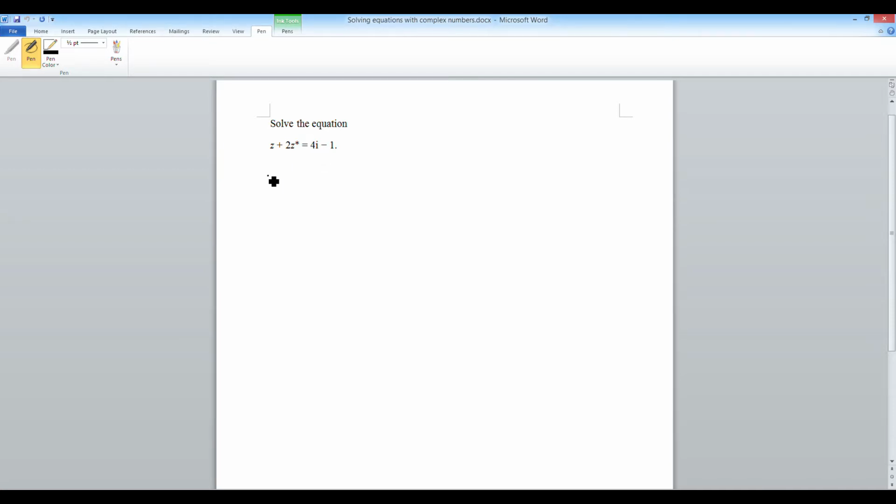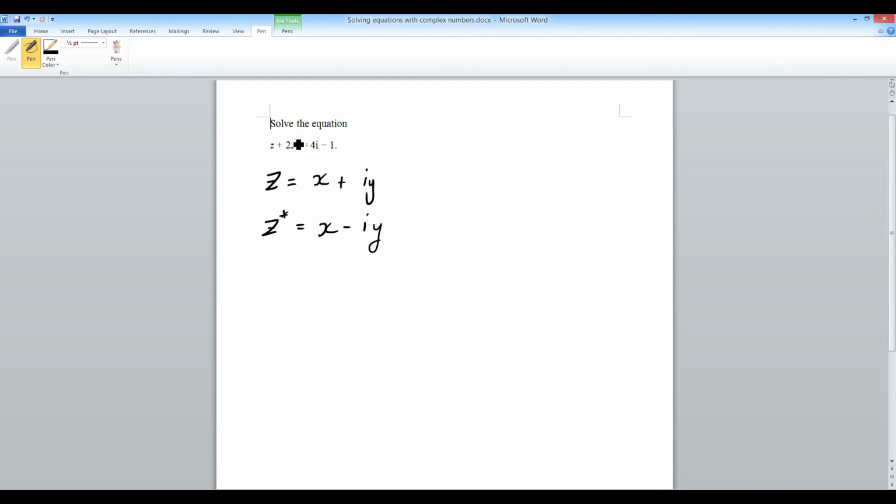i is the imaginary part of my complex number. So let's begin by saying that z, my complex number, I can write it as x plus iy. So I know that x represents the real part of my complex number, and this i times y is my imaginary part of my complex number. So the conjugate, if I'm going to indicate it here with a star, is going to be x minus iy. So I have my z and I have my z conjugate. So it's my complex number and the conjugate of my complex number.